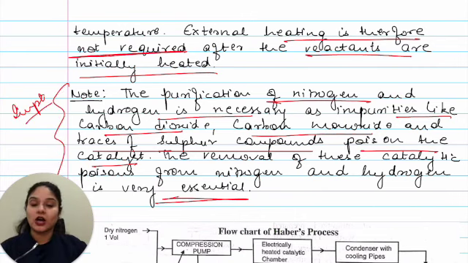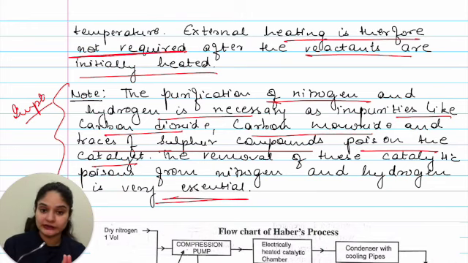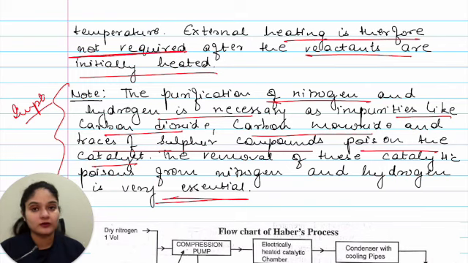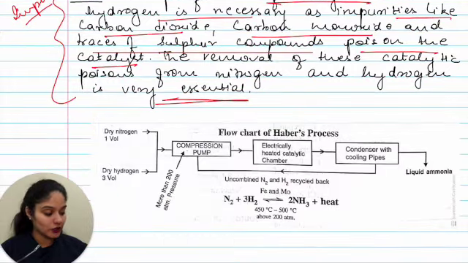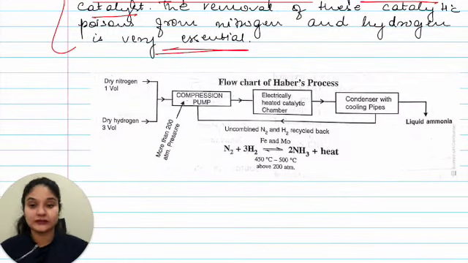When they ask you questions based on Haber's process, they can ask you why is it necessary to get rid of the impurities from nitrogen and hydrogen. The answer is that it contains impurities like carbon dioxide, carbon monoxide and traces of sulfur compounds which can end up poisoning the catalyst. Hence, we need to avoid the presence of it. We need to have purified gases. Now the flow chart of the Haber's process. This is important for the exams.